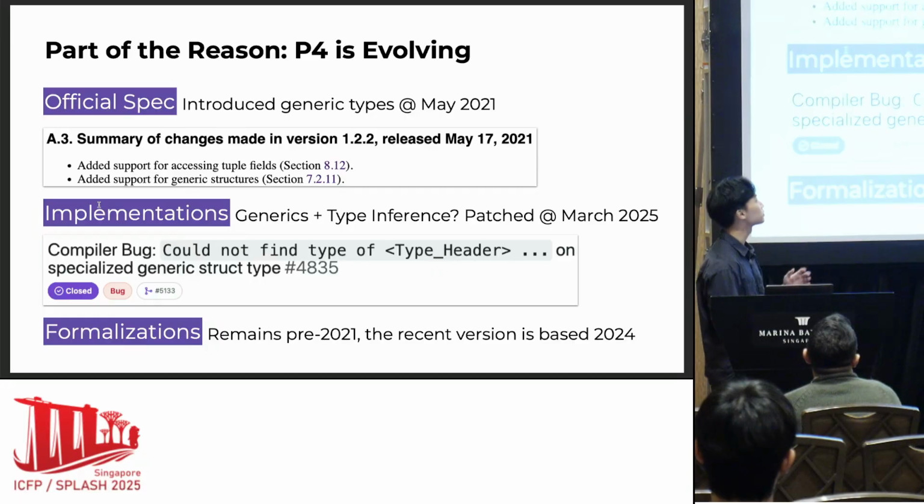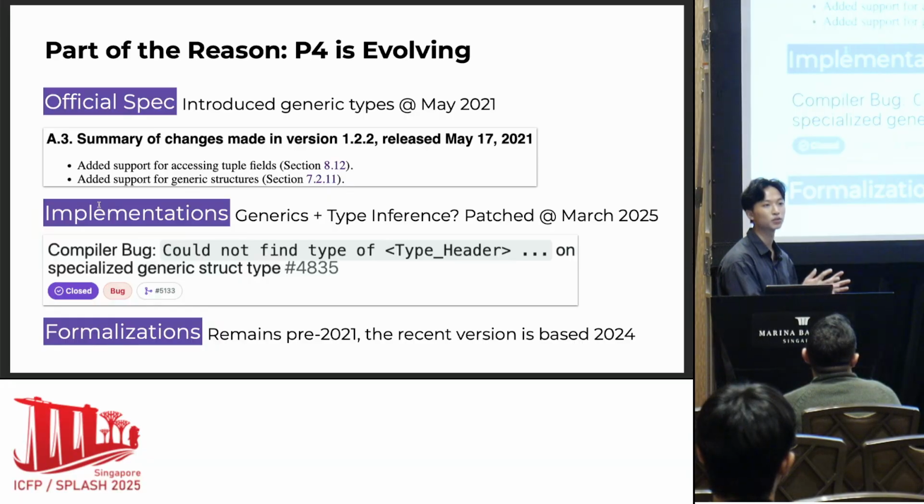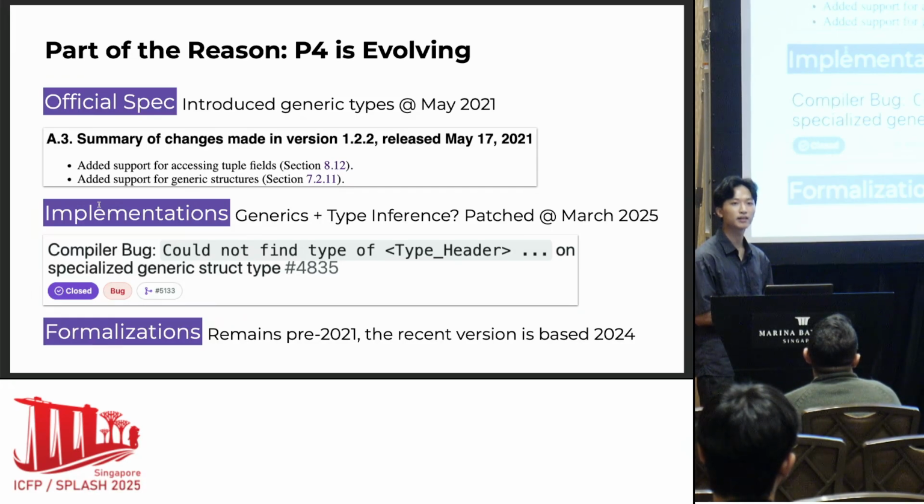For example, the official spec introduced generic types as of May 2021. However, this spec update did not land perfectly on the existing implementation, where the P4C reference compiler emitted an error when this new feature interacted with yet another language feature, which is type inference. This bug was only identified and patched in March this year, which is very long after the spec update. And for formalizations, they exist, but they remain frozen before 2021, while the most recent version is based on 2024. This kind of inconsistency is undesirable because it can lead language designers, developers, and hardware vendors into diverging directions.